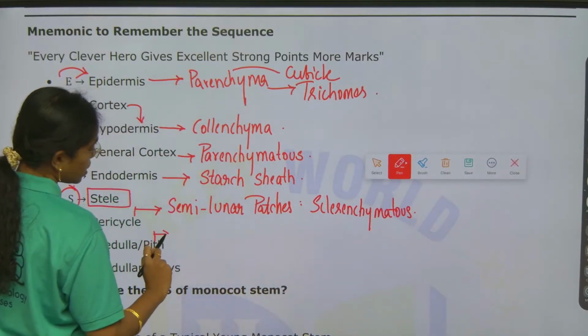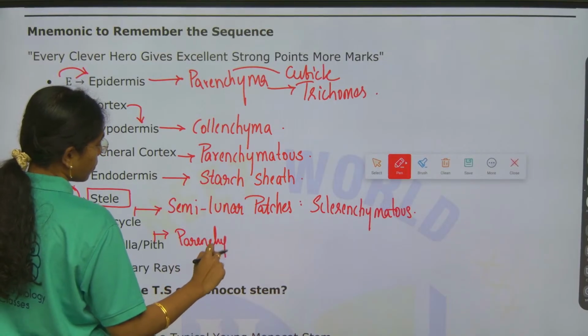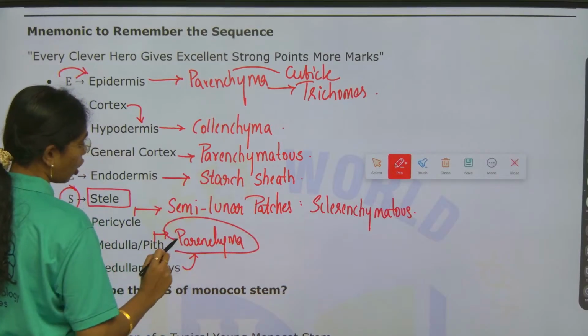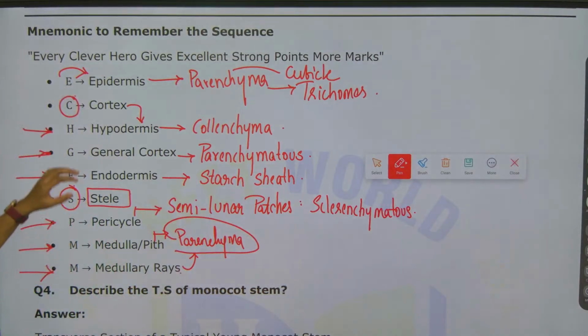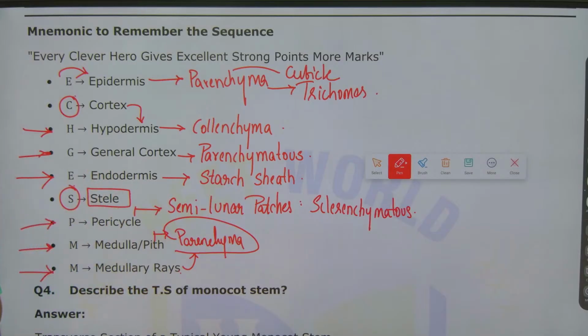Medulla or pith at the center is made up of parenchyma. Medullary rays are also made up of parenchyma, and they also take part in the secondary growth. This is the composition of each tissue. You can take it down or take a screenshot of it better. It is also enough.